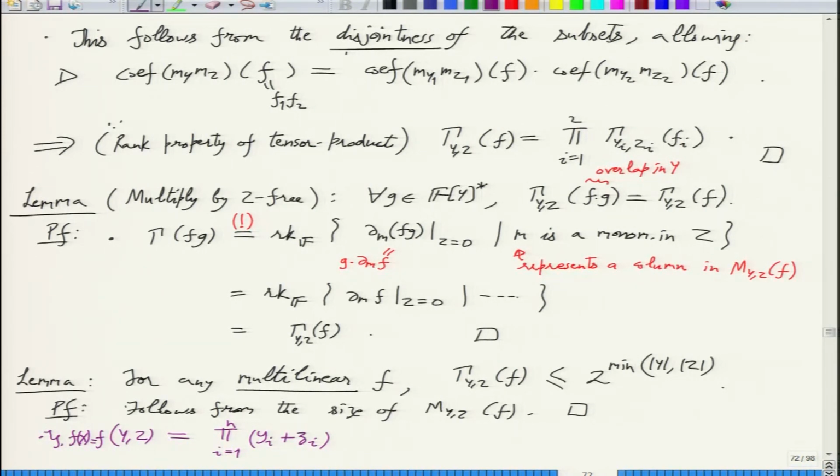So what is the measure for f? Now use the lemmas. This tensor product property tells you that it will boil down to basically gamma of yi plus zi, and the measure of this is clearly 2, so you get 2 raised to n, which is the upper bound. It matches. Okay.